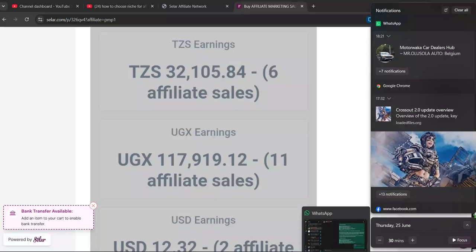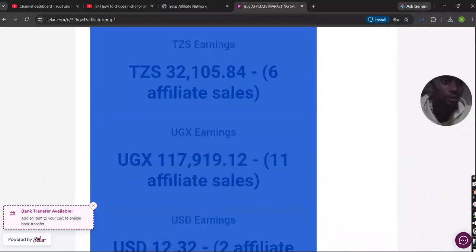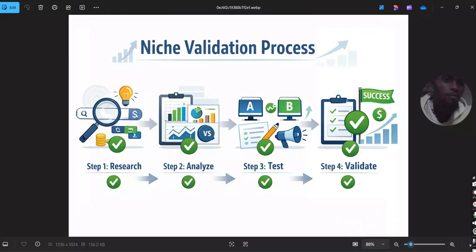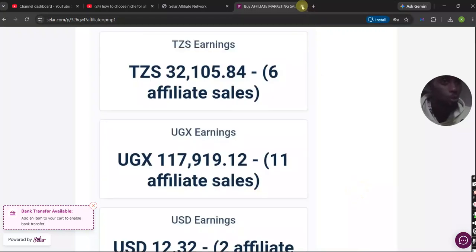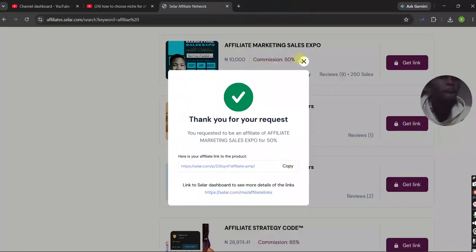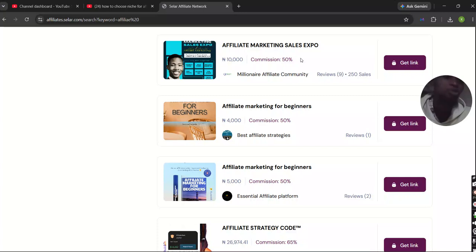Now, if you go to the other part of the slide, sorry, we have analyze. You now test. Now, when it comes to testing, there are different ways you can actually test. The first way is by creating content around that particular product that you want to promote, or promoting it organically. So how do you actually do that?